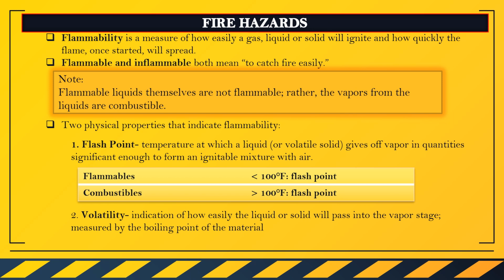So number two, we have volatility. This is an indication of how easily the liquid or solid will pass into the vapor stage, and this is measured by the boiling point of the material.